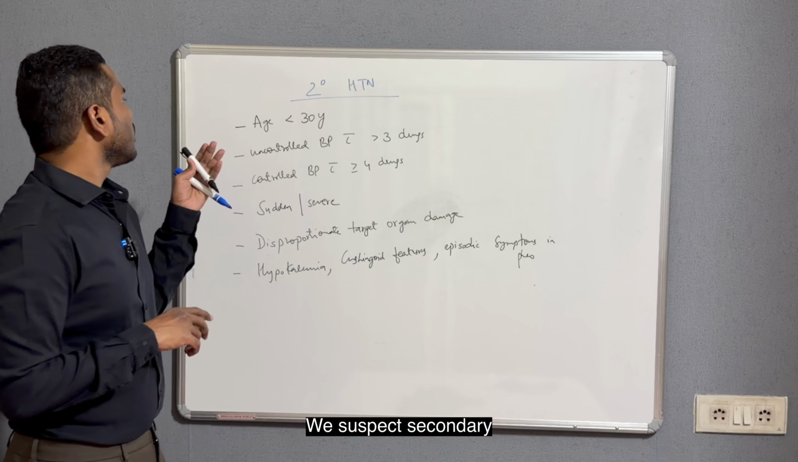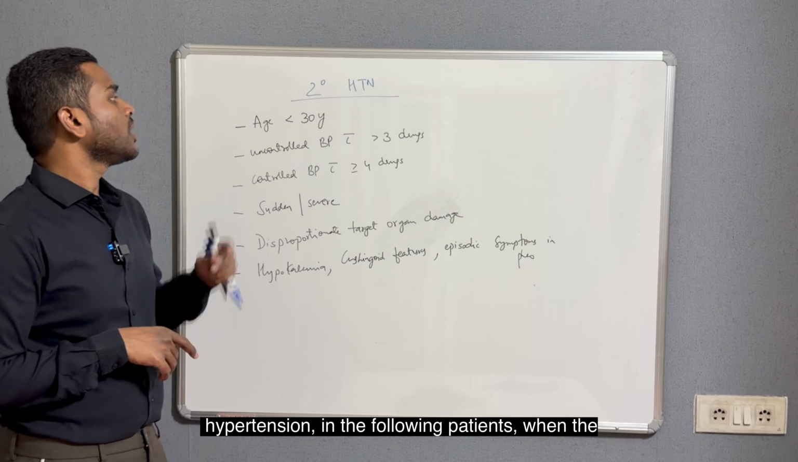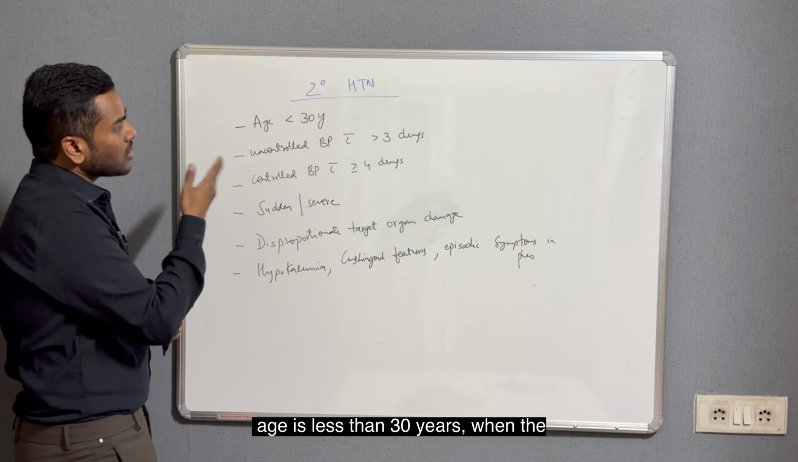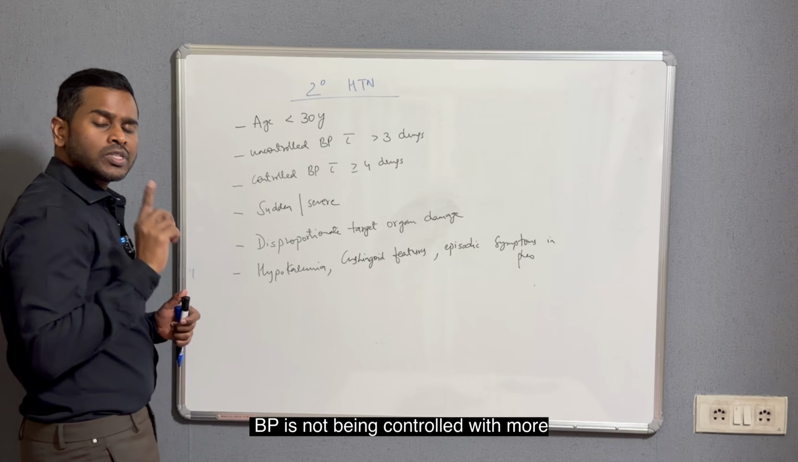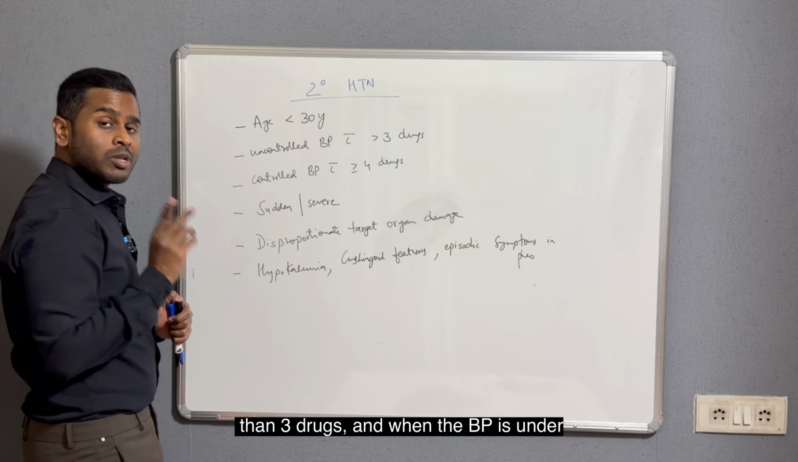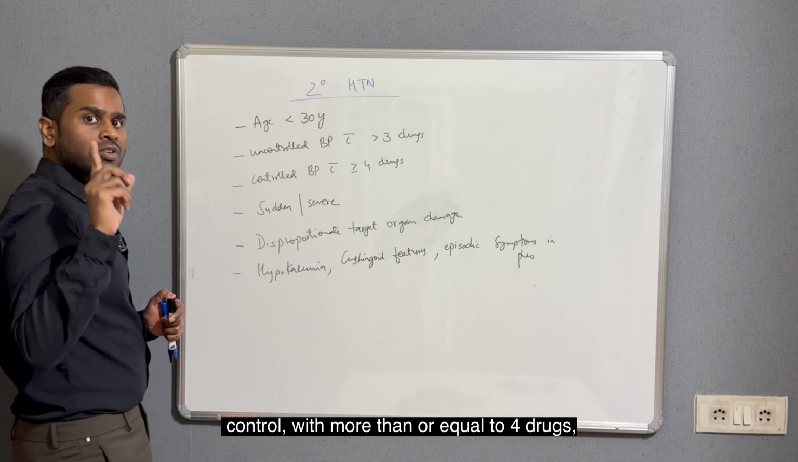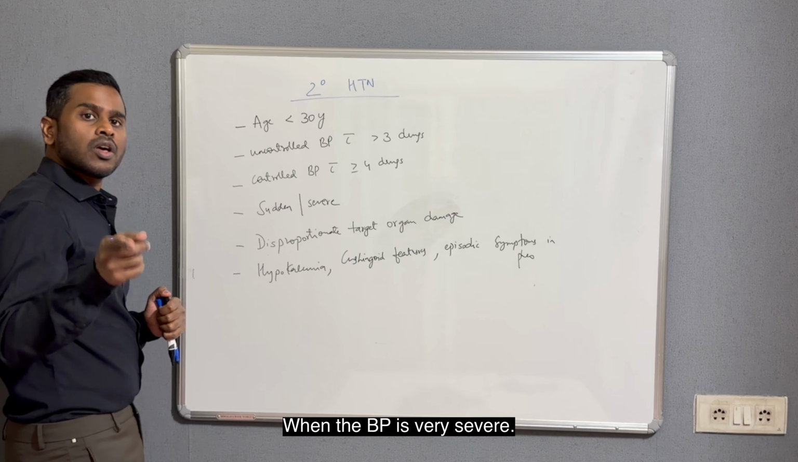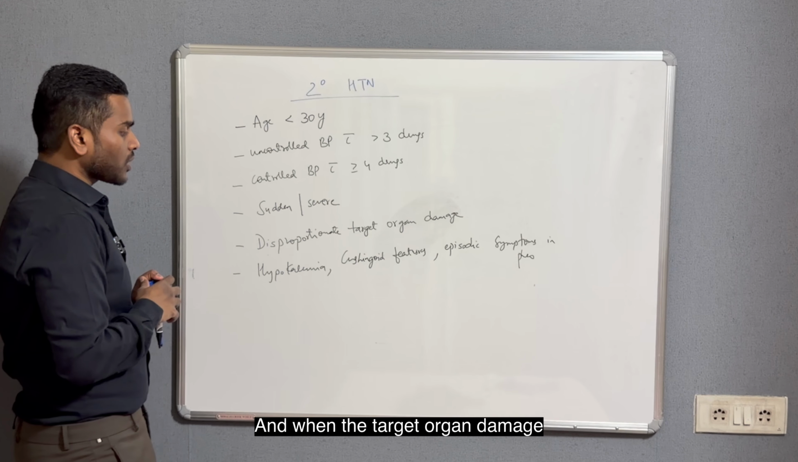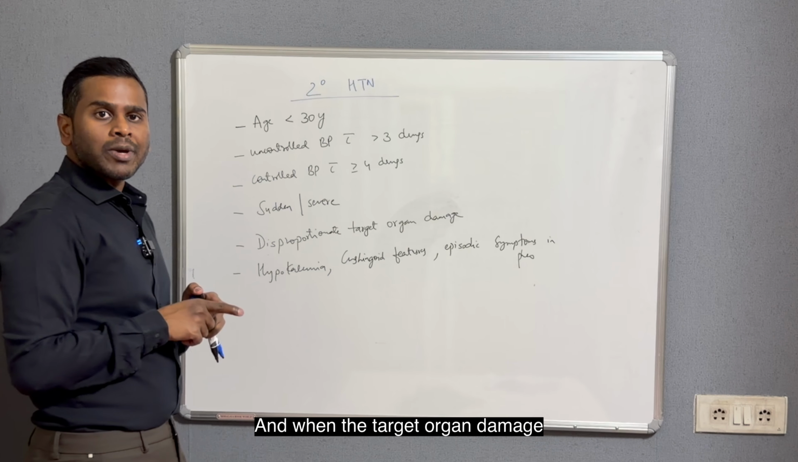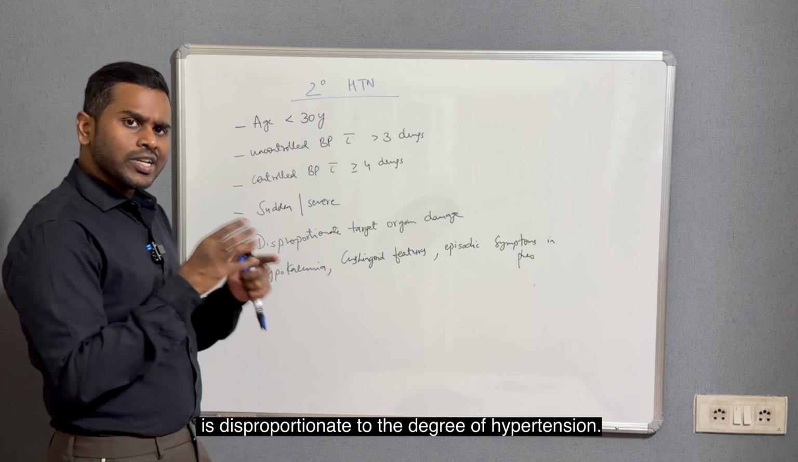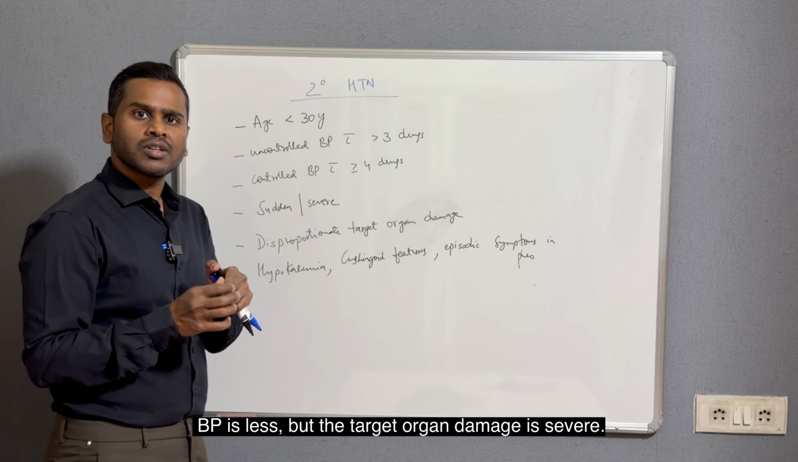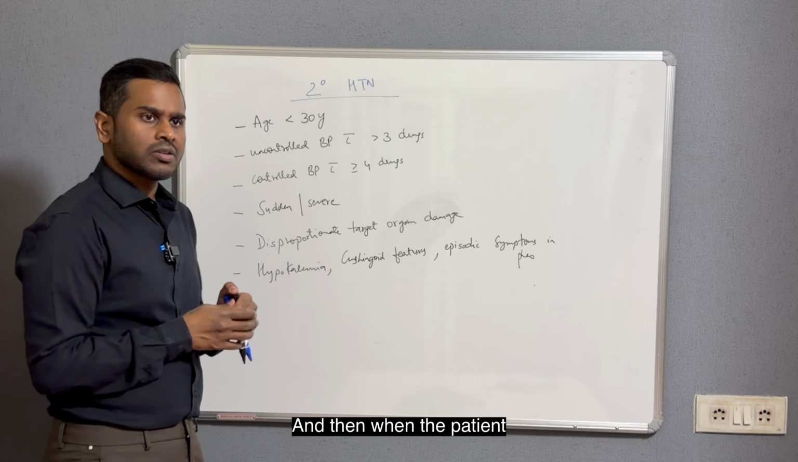So, we suspect secondary hypertension in the following patients. When the age is less than 30 years, when the BP is not being controlled with more than 3 drugs, and when the BP is under control with more than or equal to 4 drugs, and when the onset of blood pressure is very sudden or when the BP is very severe, and when the target organ damage is disproportionate to the degree of hypertension. What do you mean by that? The BP is less, but the target organ damage is severe.